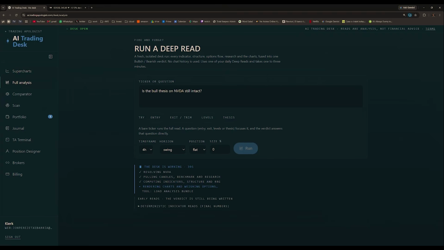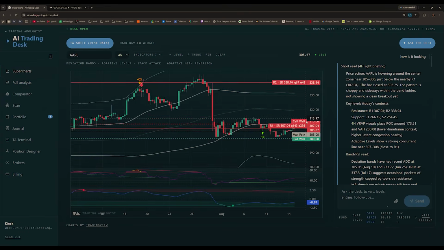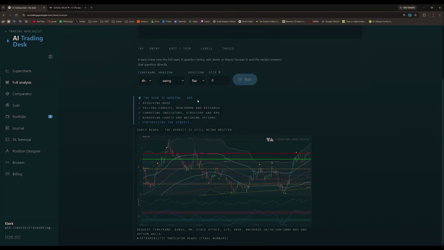Like you can have the full read here, and then maybe you go to your portfolio to take a look at it, right? So now I'm in this one, and then I can just go back and feel like, oh, all right, it is still working on it, right? It's basically at this point synthesizing the verdict. These are the early reads. So you can move throughout.